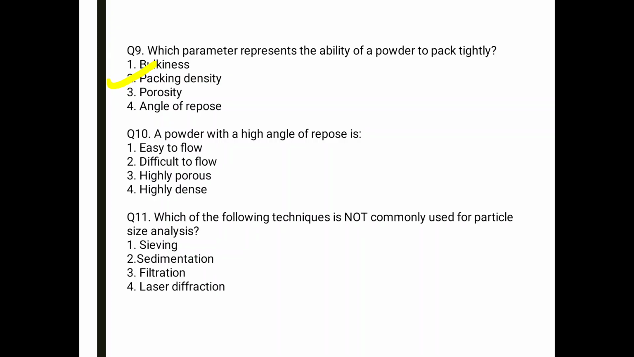Next, a powder with high angle of repose is: option 1, easy to flow; second, difficult to flow; third, highly porous; and fourth, highly dense. A powder with high angle of repose is difficult to flow, which is the correct answer.